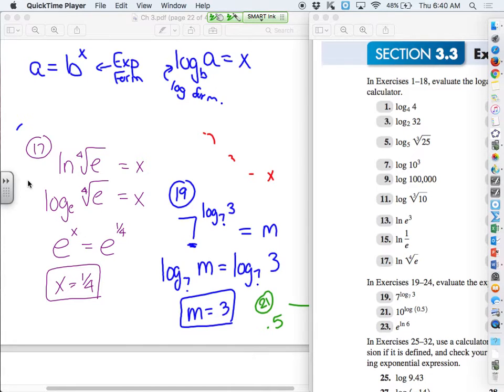And same thing for 23, it's e to the ln of 6. ln has a base of e, so that's really e to the log base e of 6, which is just going to equal the 6 there.